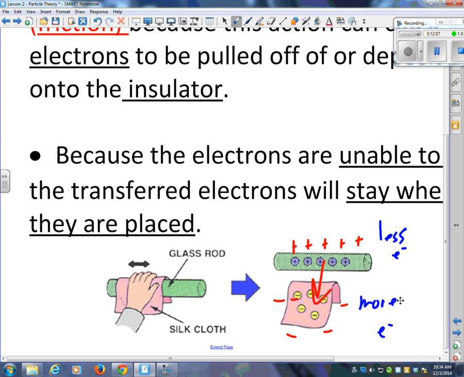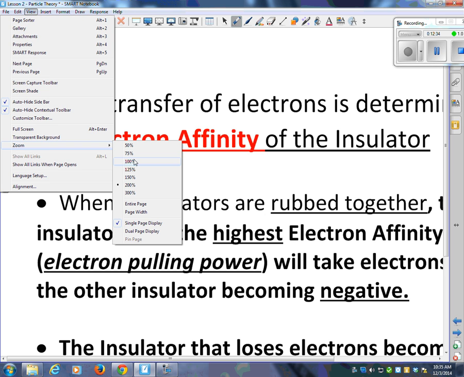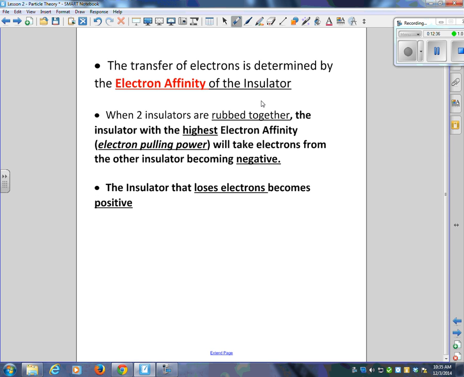And then one of them becomes charged. And then because it's charged, it will pick up stuff. Just like that, right? New way to transfer paper shreds. Not very effective. Not very efficient. Okay. So this transfer of electrons is determined by, big word alert, electron affinity. Electron affinity of the insulator.